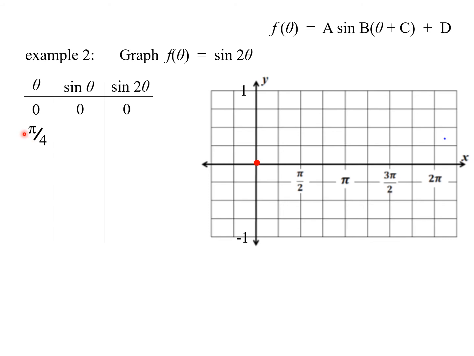All right, at pi over 4. Now the sine of pi over 4 is root 2 over 2, but we're not really interested in that. Instead, we're interested in the sine of 2 theta, so we're really interested in the sine of pi over 2. Pi over 4 times 2 is pi over 2, and the sine of pi over 2 is 1. So at theta being pi over 4, the value of the function is 1.